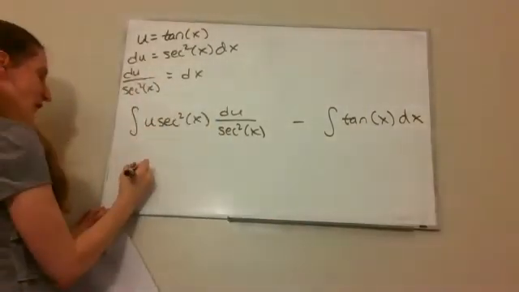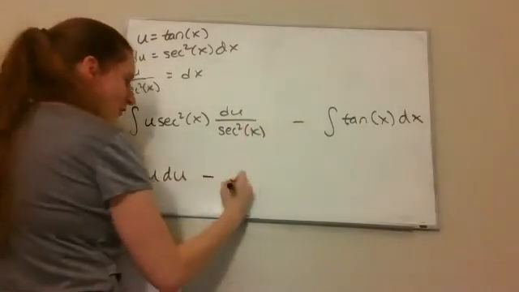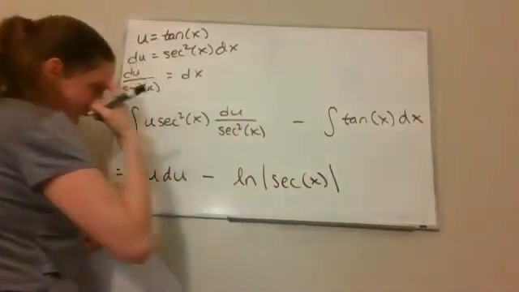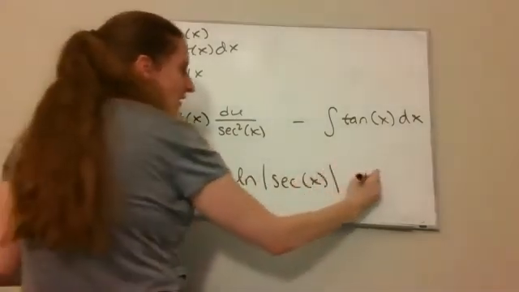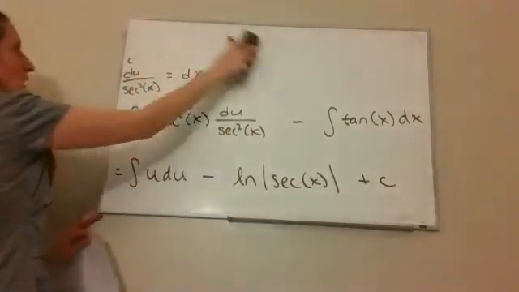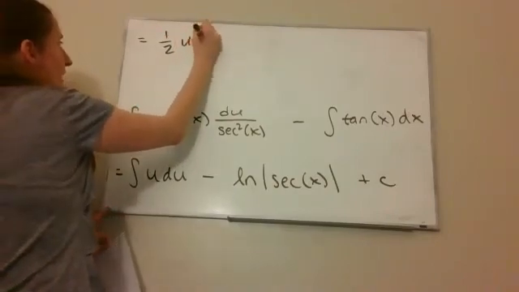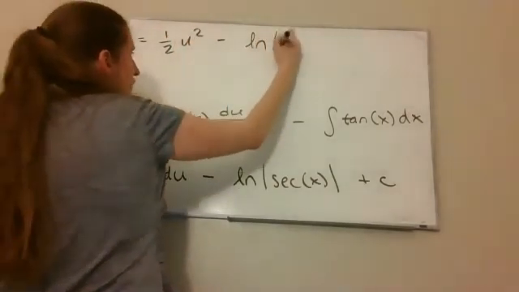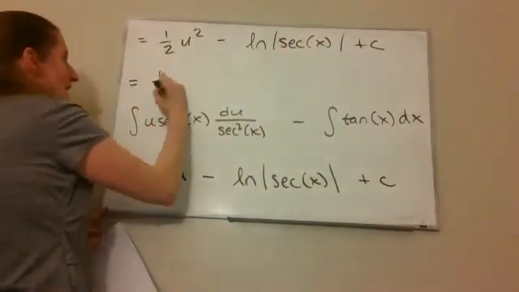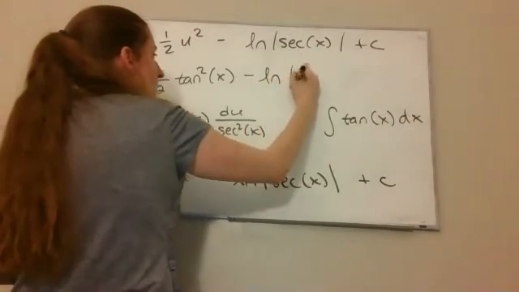So now this first integral is just the integral of u du. My second integral, I'm just going to go ahead and take that antiderivative using that formula: natural log of secant x, and a plus c. Now for this integral of u du, that's a power rule. And then you just plug your u back in. So I get 1/2 u squared, and I still have my minus natural log absolute value of secant x. Plug the u back in, and then we're finished.